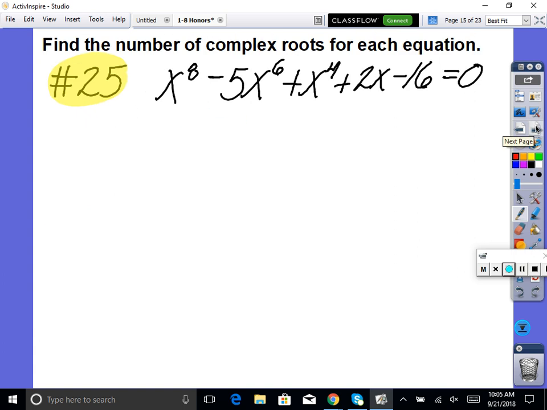Because in the instructions it doesn't say to do anything else. Now let's read number 25. Find the number of complex roots. What's the answer? 8, and we're done. If it didn't ask anything else, read the instructions and then you're done, you've answered it.